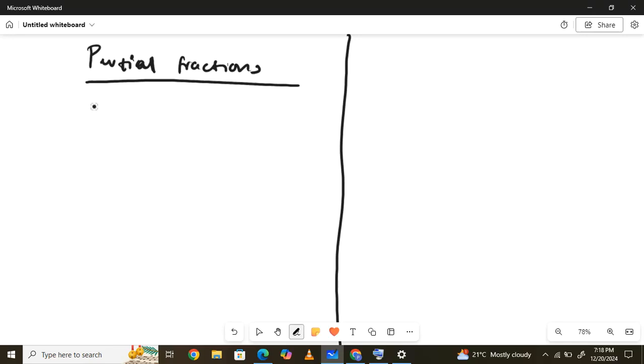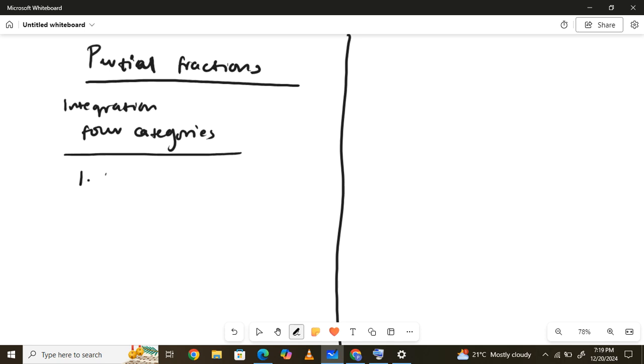Today we want to handle partial fractions. Partial fractions are commonly used in integration as a tool or technique for integration. We have four scenarios for decomposing. The first category is when we have linear factors, where the denominator has linear factors, and linear factors are often gotten after solving quadratic equations or cubic equations.